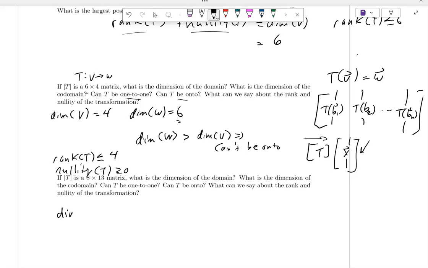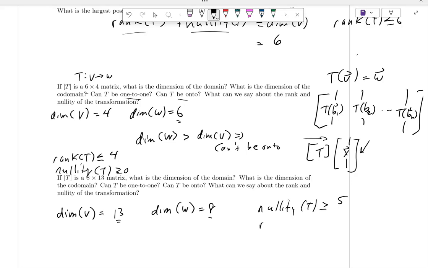What's the dimension of your domain? 13. The dimension of your codomain? 8. Can it be 1-to-1? No. The input space is too big. In particular, your nullity is always going to be greater than or equal to what? 5, yeah.